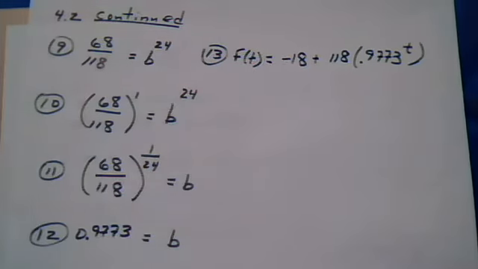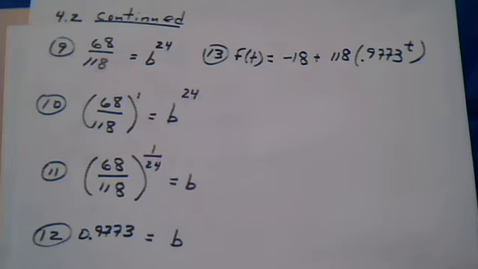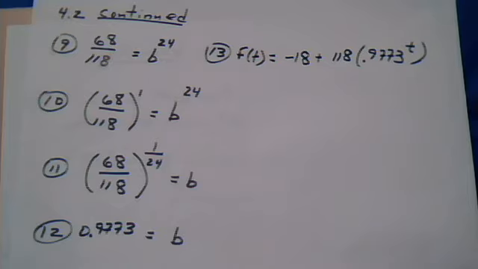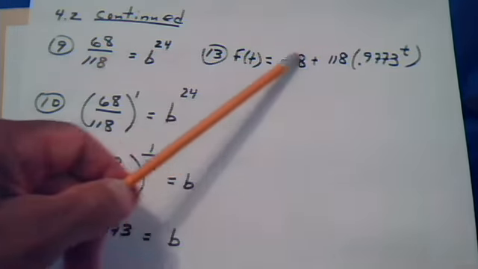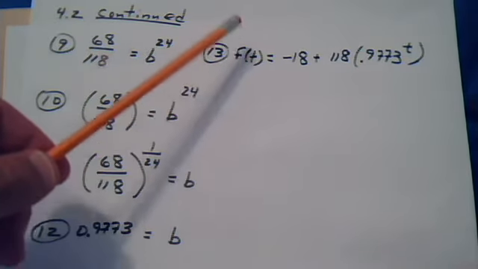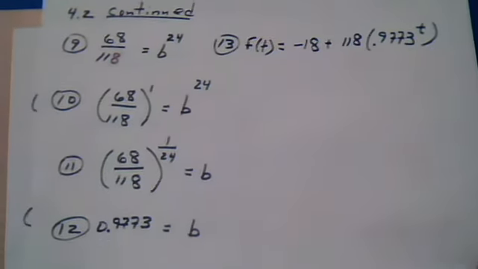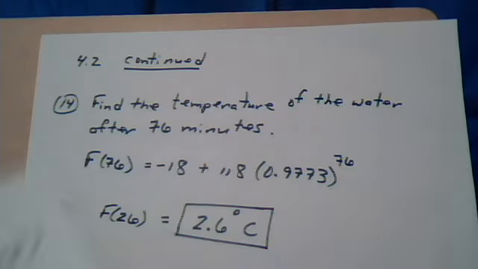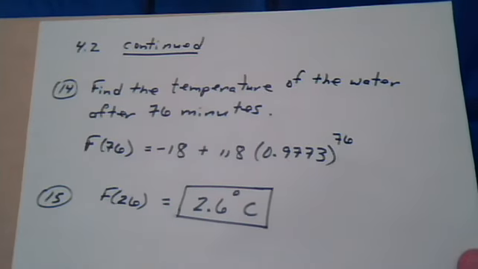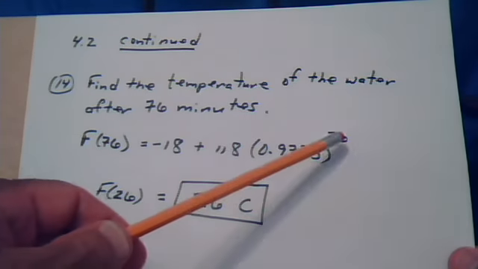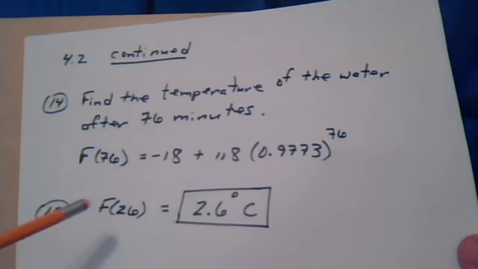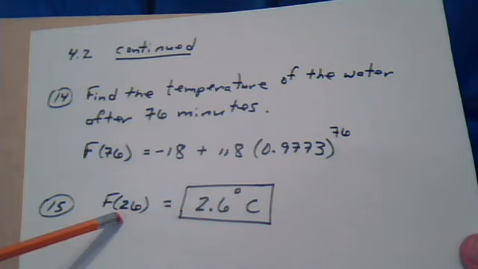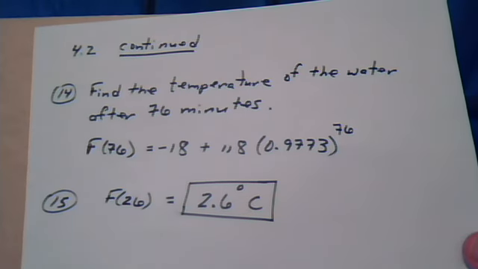This equation is ready to answer the question. And what was the question? Find the temperature of the water after 76 minutes. So we just put the 76 here, and it'll give us the object's temperature, in this case, the water's temperature. Find the temperature of the water after 76 minutes. So the T takes the 76, key this in, and the water temperature after 76 minutes will be 2.6 degrees Celsius.